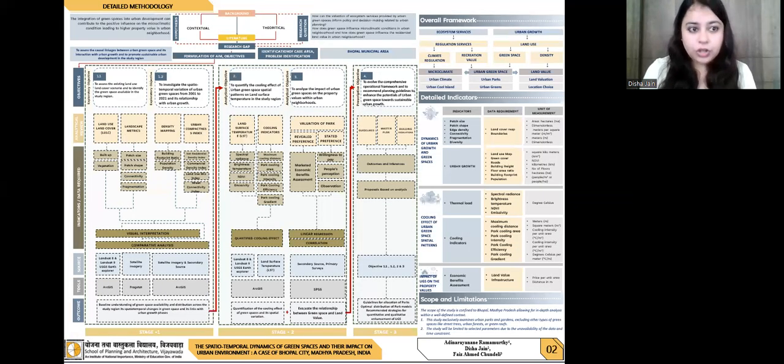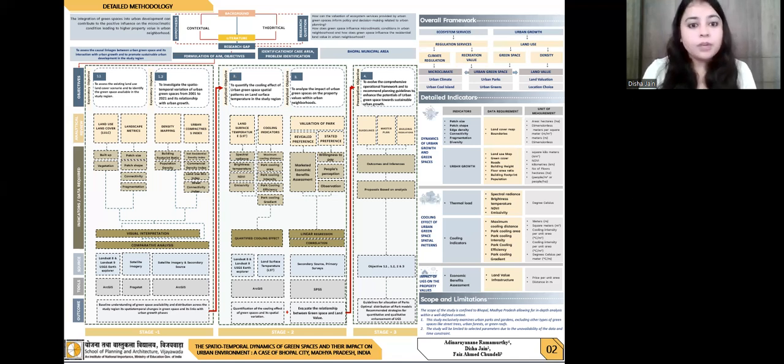Coming to our detailed methodology part, which starts with the hypothesis statement, that is, the integration of urban green spaces in urban development can lead to a positive influence on microclimatic condition, leading to higher property values in urban growth. The first objective is to assess the existing land use land cover scenario and to identify the green space available in the study region. And the second part is to investigate the spatio-temporal variation of urban green spaces from 2001 to 2021 and its relationship with urban growth.